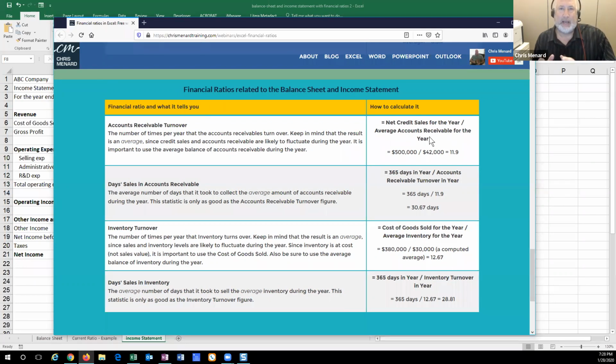So the average accounts receivable for the year, if I was doing the year 2019, I would look at what is my AR on 12/31/2018 and what's my AR on 12/31/2019. And again, I would average those. And then this is the one that's tricky.